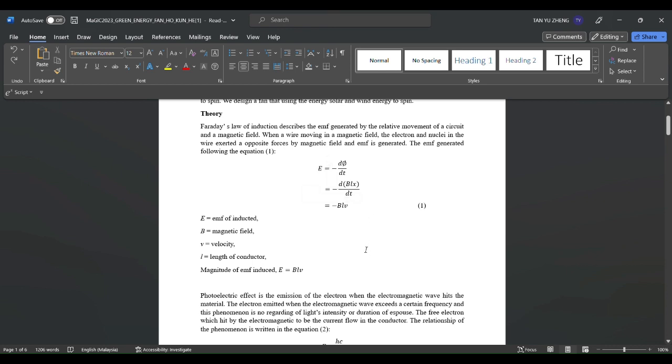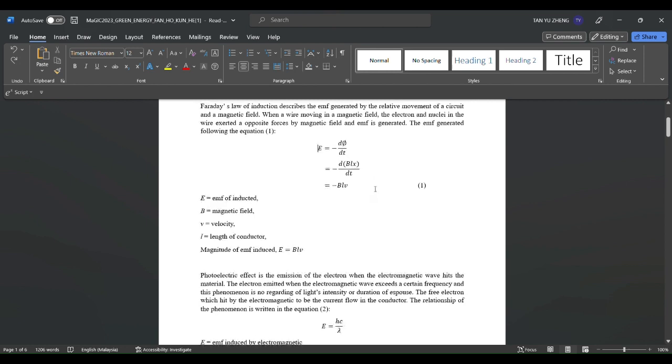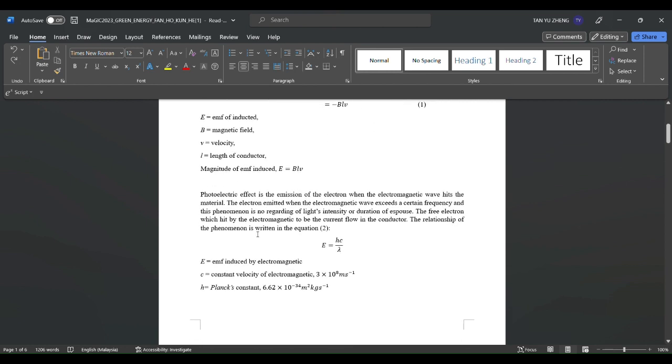The theory that we use in this design is Faraday's law of induction, which is used in the dynamo and the DC motor. And the second theory is the photoelectric effect, which is used in the solar panel.